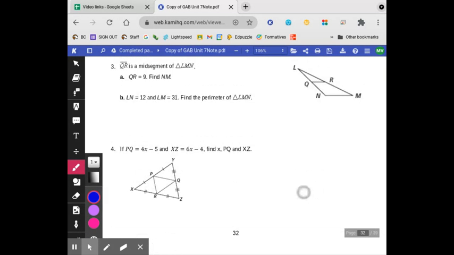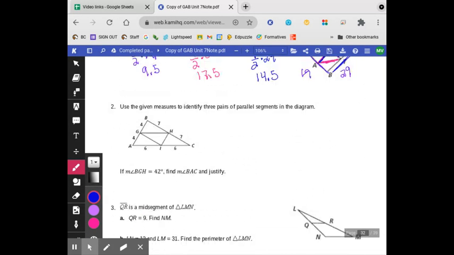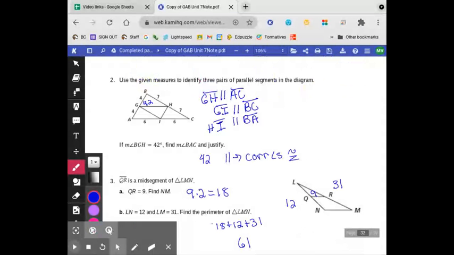Come back and check. Okay, so on number 2, based on the segments, GH is a midsegment, HI is a midsegment, and GI is a midsegment. Therefore, GH is parallel to AC, GI is parallel to BC, and HI is parallel to BA. Based on that, BAC would also be 42 degrees because parallel lines corresponding angles are congruent.